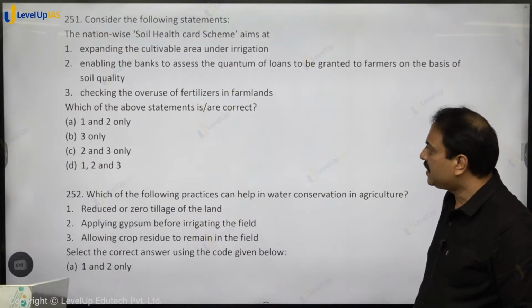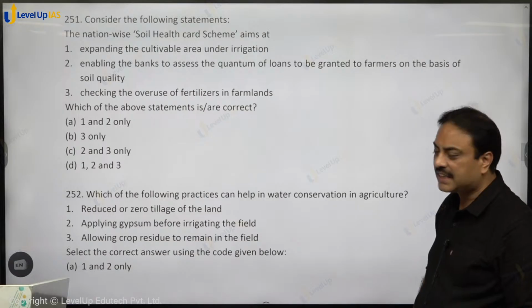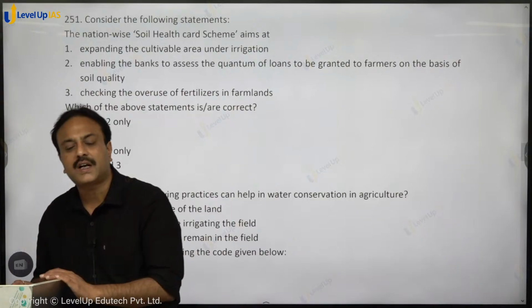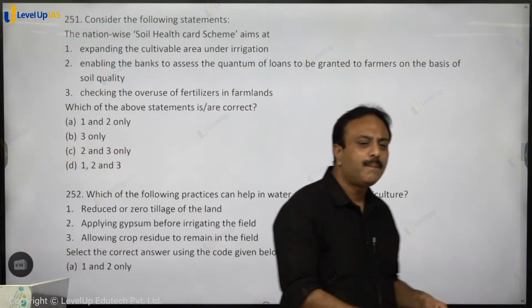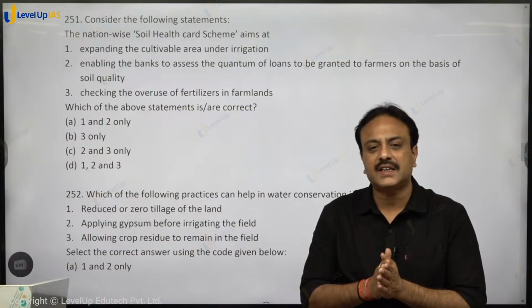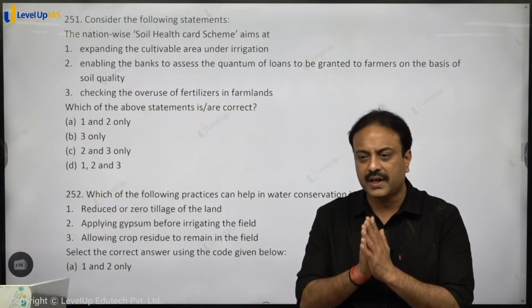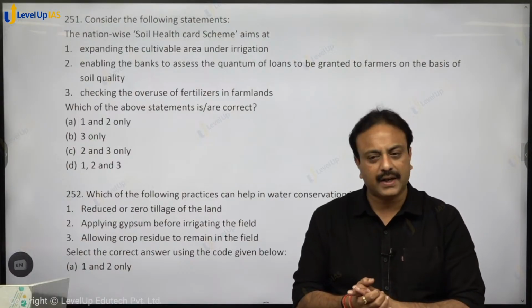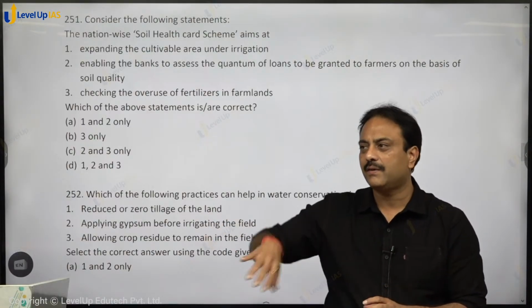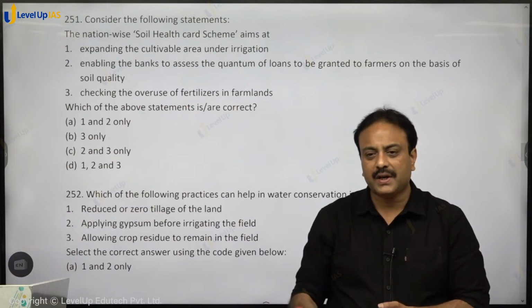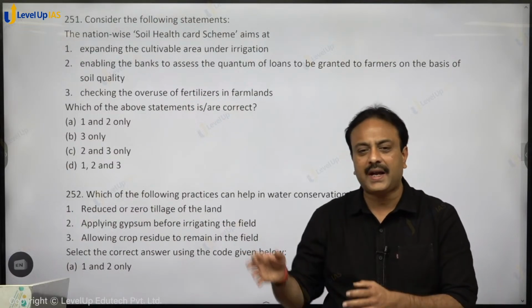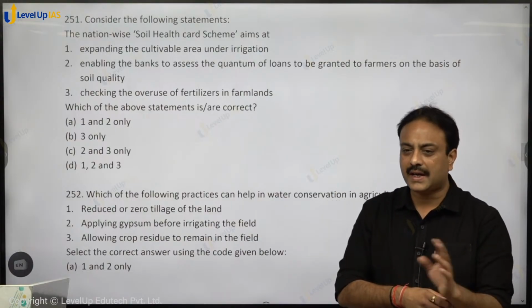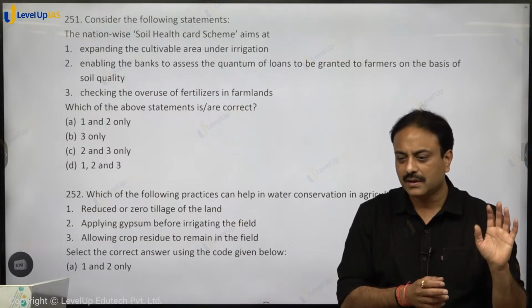Consider the following statements. The nationwide soil health card scheme aims at. The soil health card scheme was started somewhere in 2015, I suppose. Why was it started? Because of indiscriminate use of fertilizers available in the market. Farmers were unaware, illiterate, they did not have any knowledge. They went to the shop and said, give me fertilizer. Whatever fertilizer was available in the market, they used to buy and spread without knowing whether their soil has nitrogen or is lacking nitrogen, they just put in urea. Are you getting that?